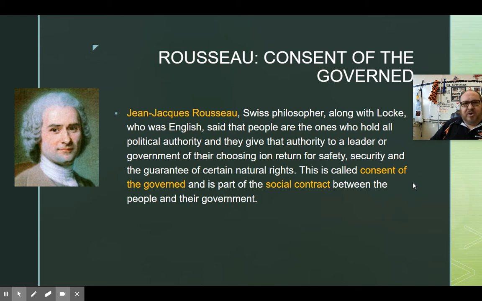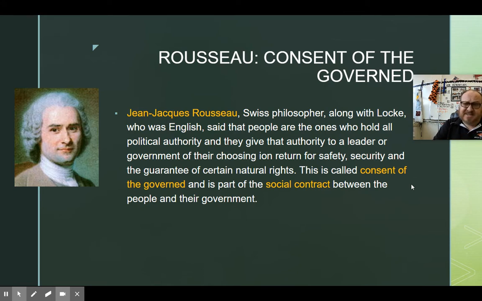But also, Rousseau wrote a lot about this thing called the social contract. The social contract was this idea that people give up their liberties to a government that they choose, and that government then agrees to protect those natural rights. Locke talked about that as well.